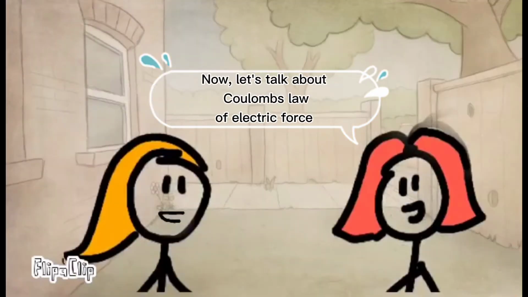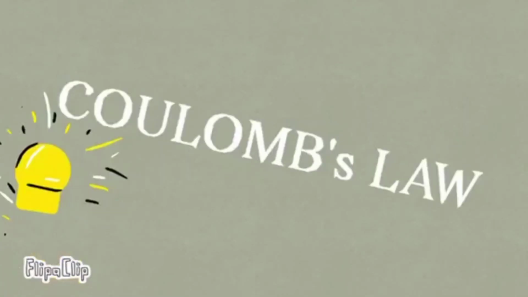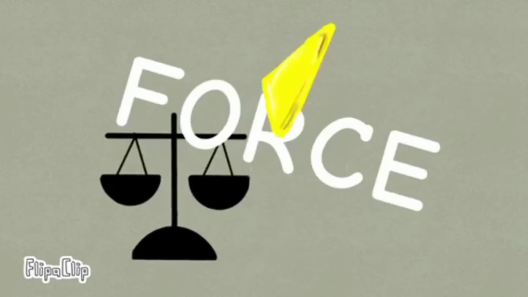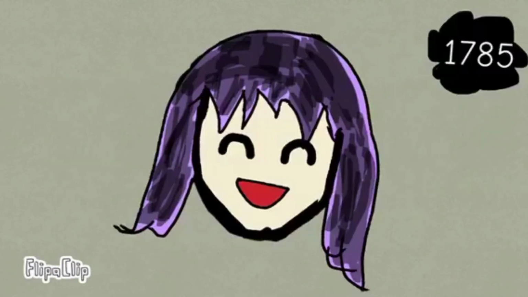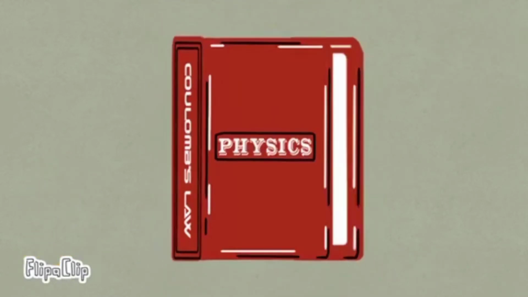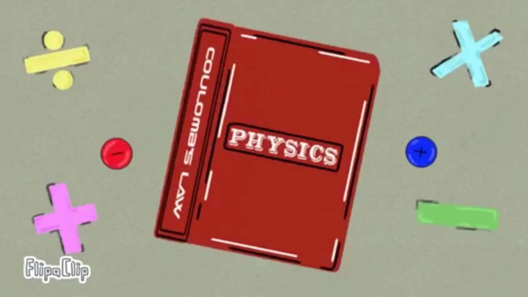Now, let's talk about Coulomb's law of electric force. So what is Coulomb's law? It is an experimental law that quantifies the amount of force between two stationary charges. It was first discovered in 1785 by Charles Augustin de Coulomb. In physics courses, Coulomb's law is often used as a type of algebraic recipe to solve physics word problems.